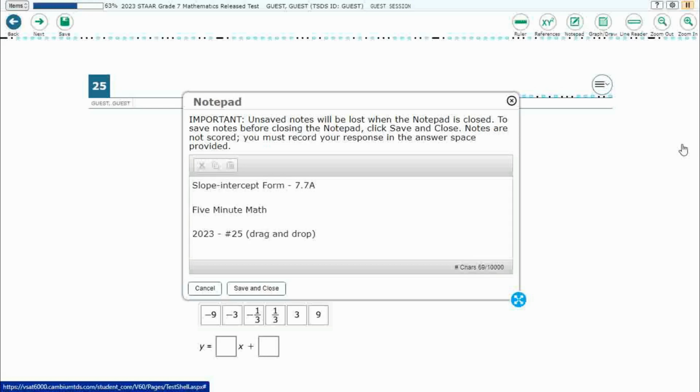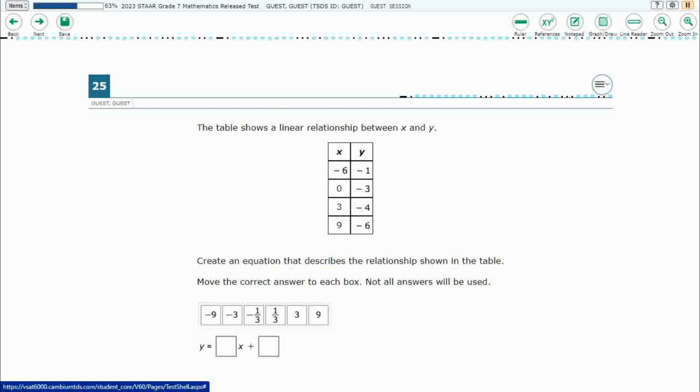Today we are looking at the 7th grade concept of slope-intercept form. This is standard 7.7a in the great state of Texas. We are using item number 25, which is a new item type called drag and drop of the 2023 released STAAR test. If you haven't done so already, please go ahead and take a moment to pause the video, work this problem out on your own, unpause it, and we will look at our answers together.